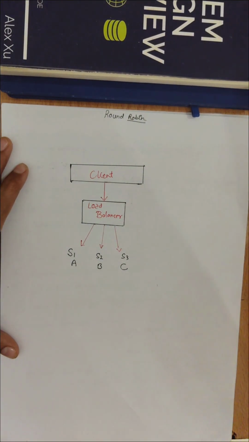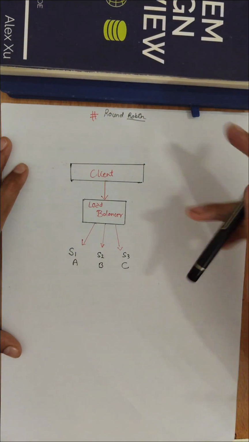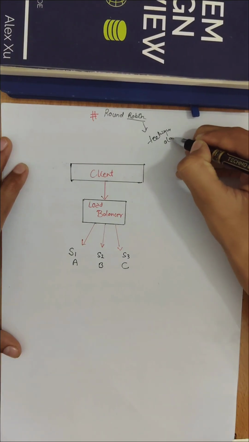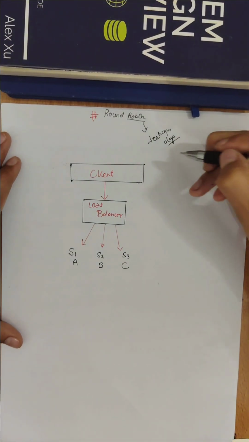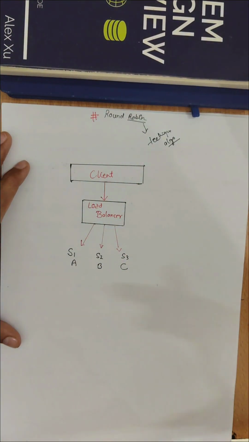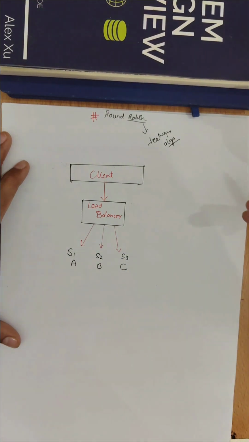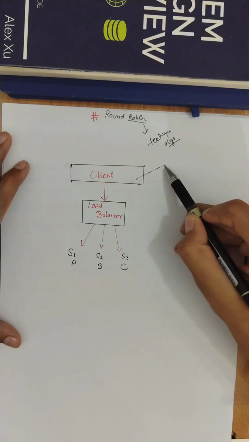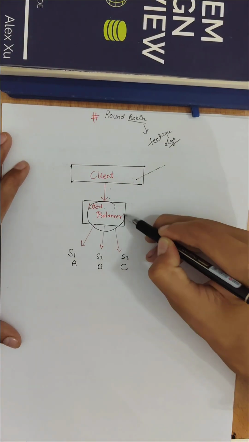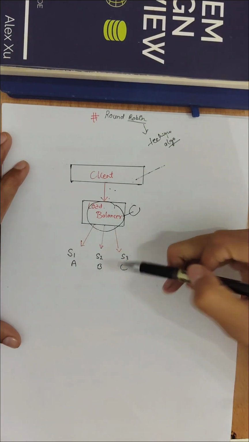So first let's talk about round robin. The very first question is, what is round robin? Round robin is basically a technique, or we can say an algorithm, which decides how to distribute the incoming requests from the client among the servers. Let's say we have a client and the client initiates a request. How will this load balancer decide which server this request should be passed on to?